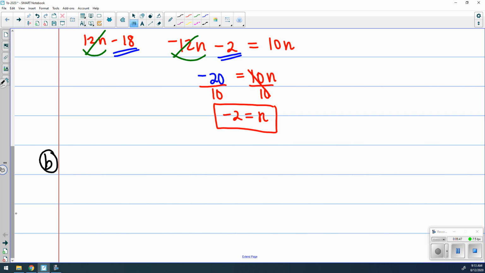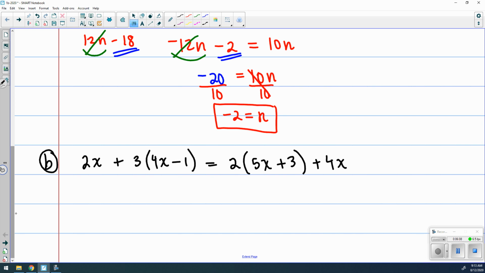So here we go. Example number 2. We're going to take 2x and add it to 3 times the quantity 4x minus 1, and then we're going to set this equal to 2 times the quantity 5x plus 3 plus 4x. All right, so this is going to be a fun time. I've got parentheses on both sides. I've got lots of variables on both sides. I'm kind of happy and relieved that I only have the one variable. I only have x's. So let's just roll up our sleeves and get her done.